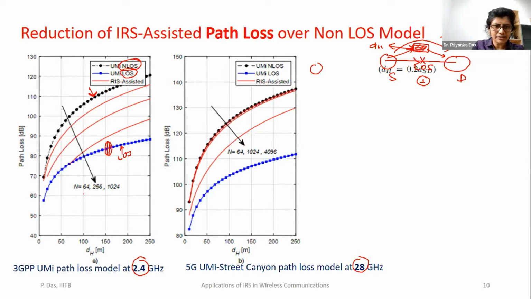And if there is an IRS, depending on the number of elements, for 64, this is my N equal to 64. This is my 256. So you can see there is a reduction in path loss, which means you will get higher receive power. Path loss is more, meaning receive power is less. Path loss is less, meaning receive power is more. And if I increase up to 1024, my path loss is further reducing, and it is going towards the LOS. Hence, we can tell with a sufficient number of IRS elements, it is possible to touch this LOS curve.